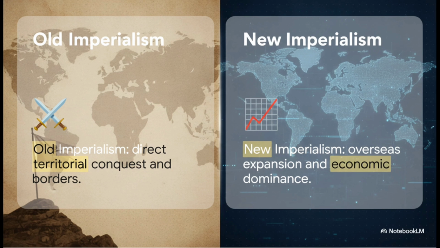But American New Imperialism, which started rapidly evolving in the late 19th and early 20th centuries, operates completely differently. It is marked by an intense focus on overseas expansion and economic dominance. Basically, it's not about capturing the land anymore, it's about capturing the market.